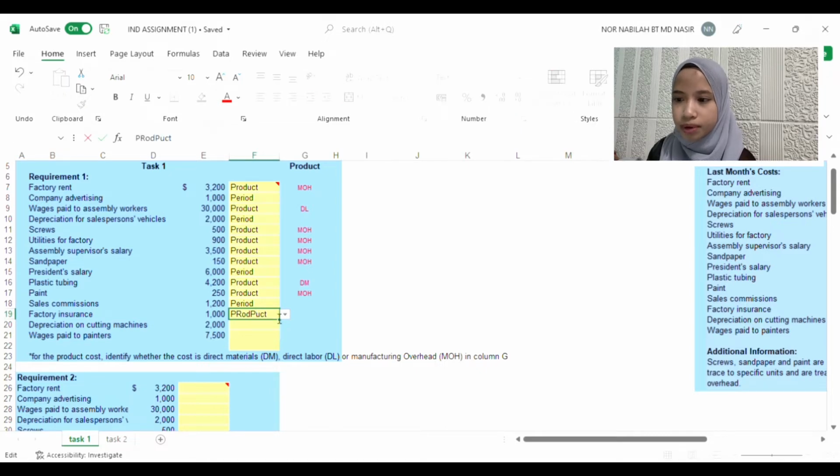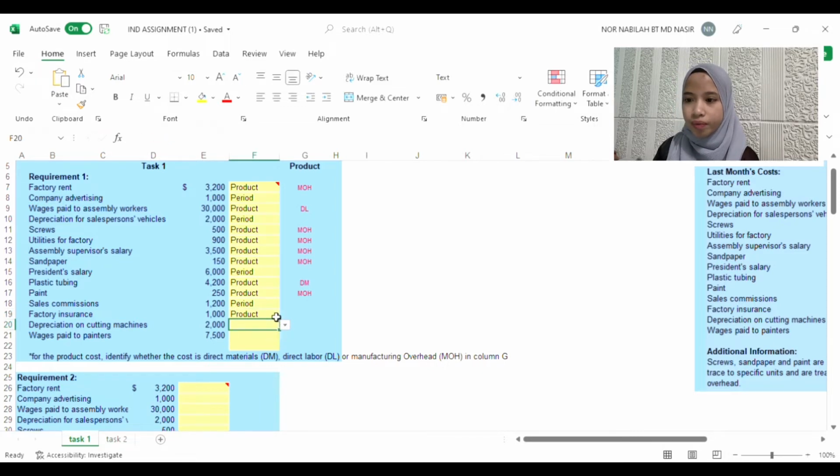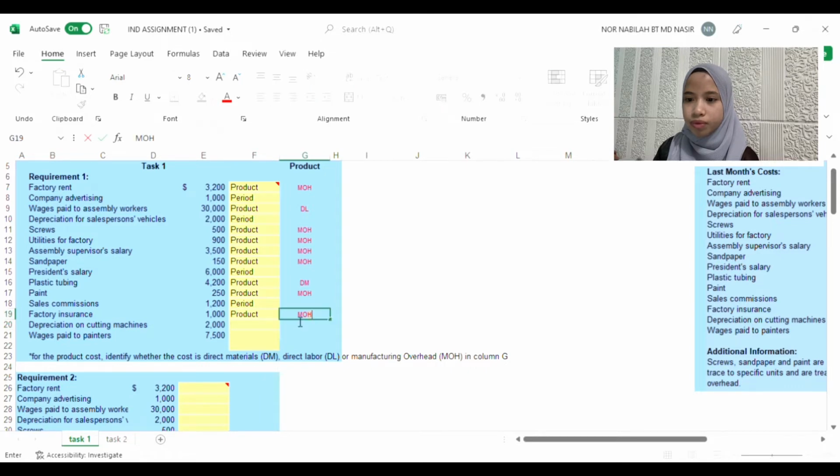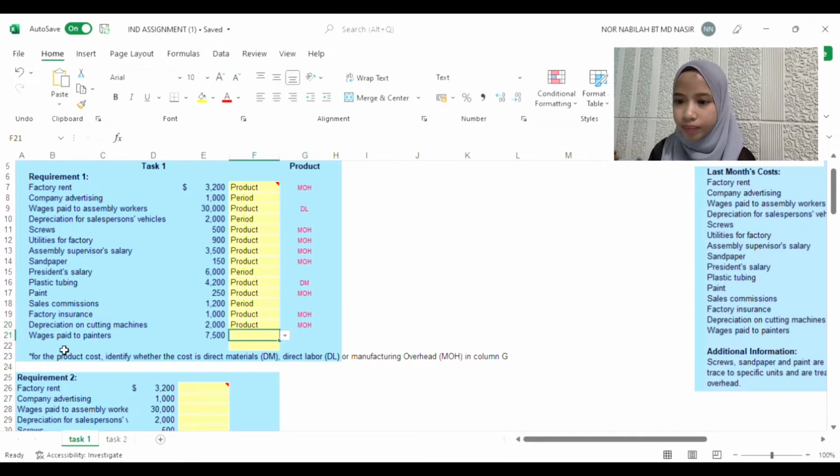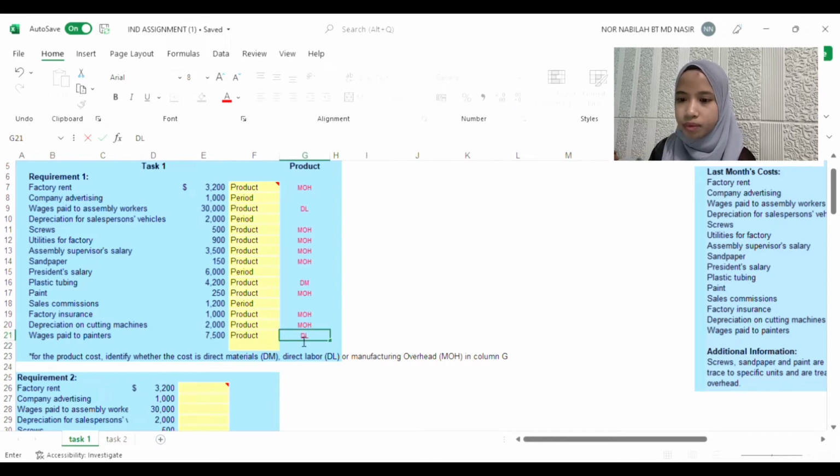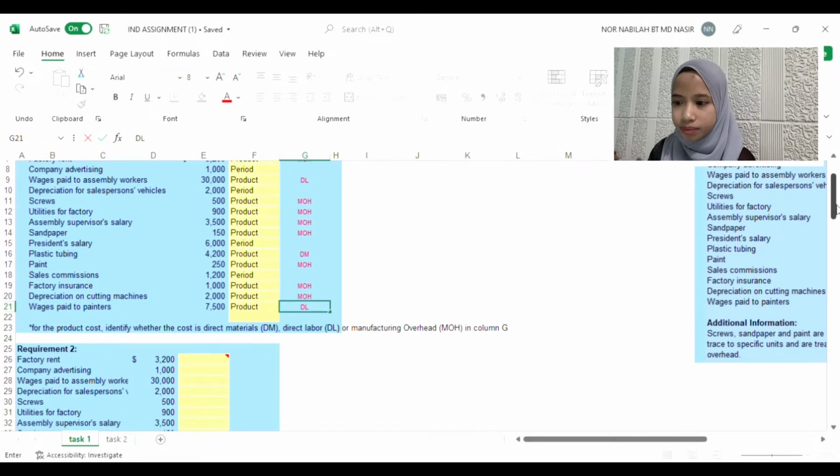Sales commission is period cost. Factory insurance is product cost, manufacturing overhead. Depreciation of cutting machine is product cost, also manufacturing overhead. And the last one, wages paid to painters, is product cost, direct labor.